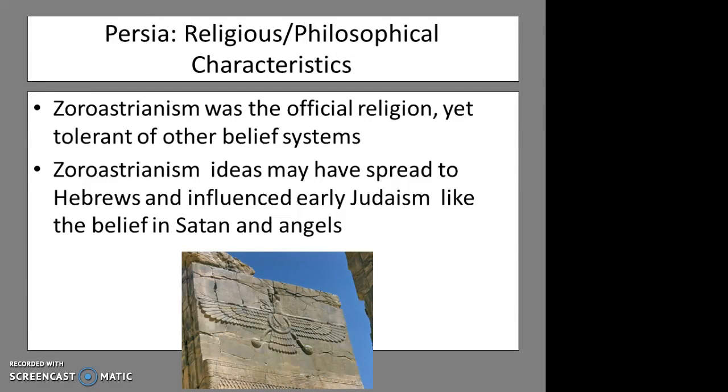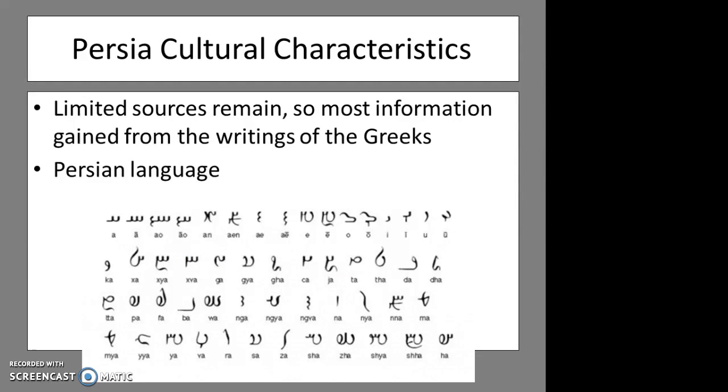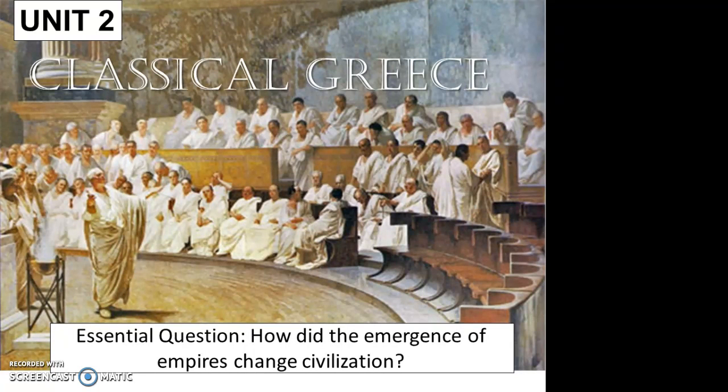Zoroastrianism, it was the official religion. It was tolerant of other beliefs, yet the ideas spread to the Hebrews and influenced Judaism, like the belief in Satan and angels and things of that nature. Here's a picture of some of their writing, the Persian language. Limited resources remain. So most of what we know about the Persians in terms of writing came from the Greeks, which leads us to the Greeks. Those are the main characteristics of the Persians that you need to know. Make sure you've taken notes on all those.